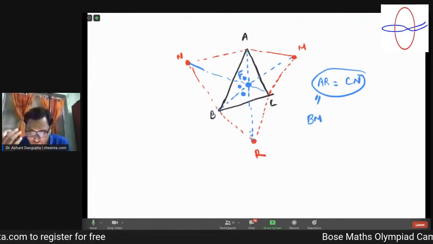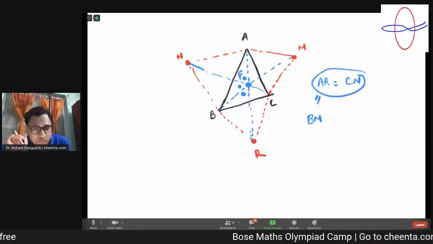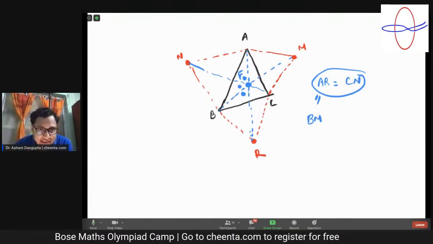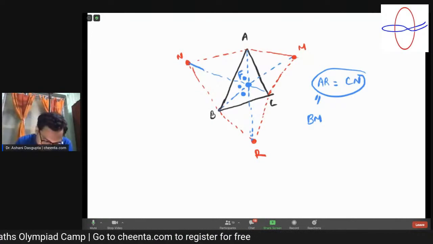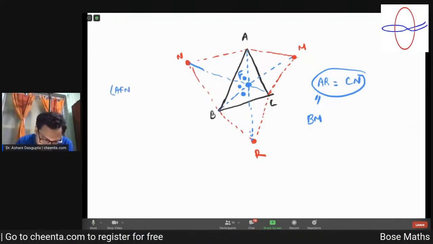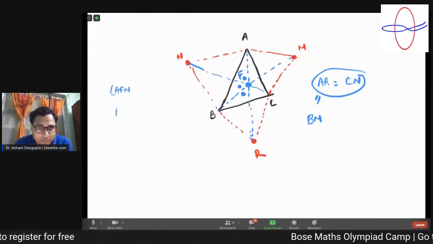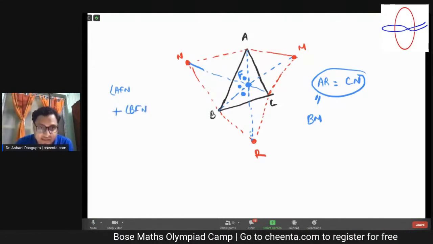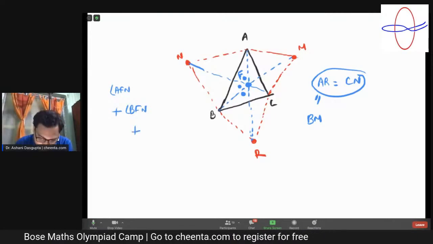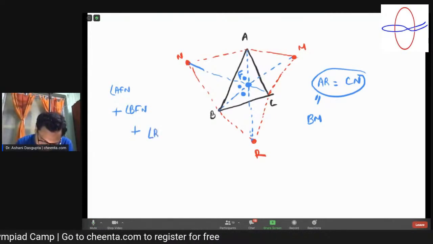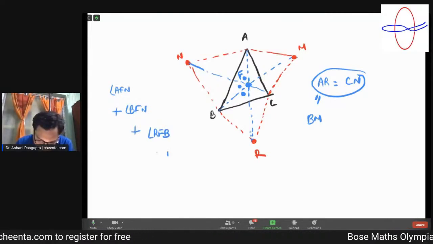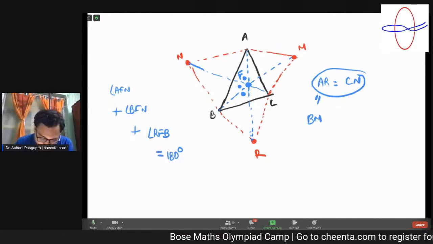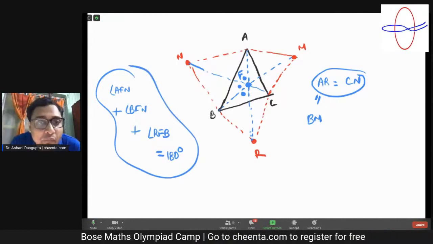You have joined AF and RF, joined the segments. How do you show that these three dotted angles, angle AFN plus angle BFN plus angle RFB, is 180 degrees? How do you show that? Because if you can show that, you are done.